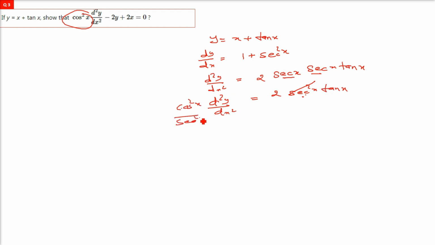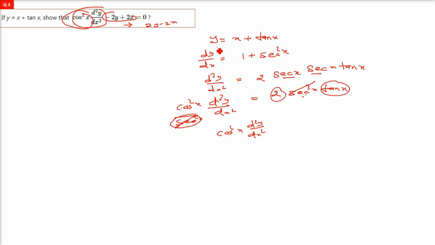Eventually this sec square x first will go to the denominator, then it will go to the numerator, and then it will be cos square x. Now what do we have here? Cos square x d2y by dx2 we have already got. On the right, we still have to find out the 2y minus 2x. That is, if you take this minus 2y plus 2x on the right hand side, we would need minus 2x and plus 2y. Now this is 2 tan x here.